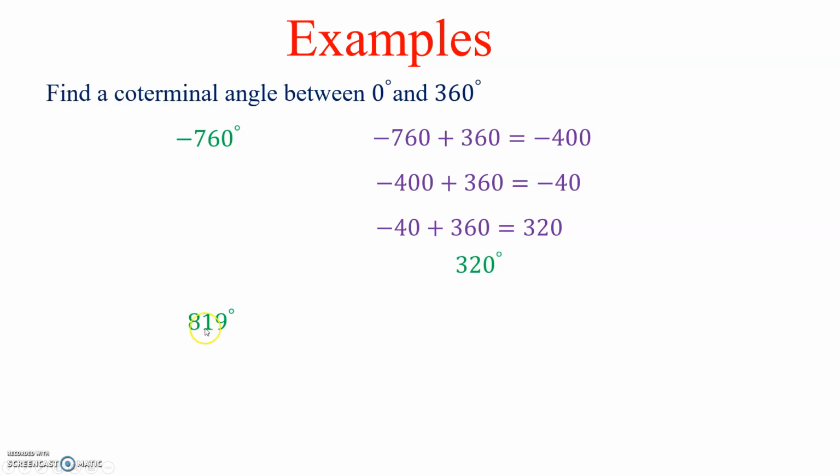Another problem, 819 degrees. So the only way I can go from 819 to end up between 0 and 360 is to simply subtract 360. So there's my 819, subtracting my 360, 459. 459 is not between, so I continue to subtract. 99 is between 0 degrees and 360, so I am done. 99 degrees is the coterminal angle between the 0 degrees and 360.